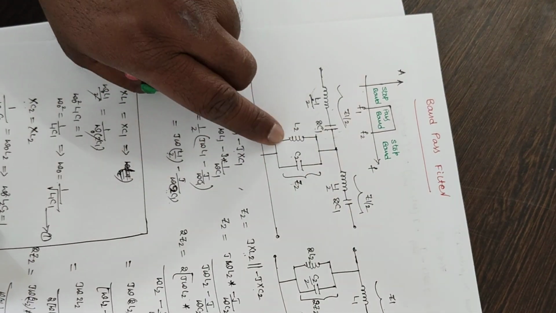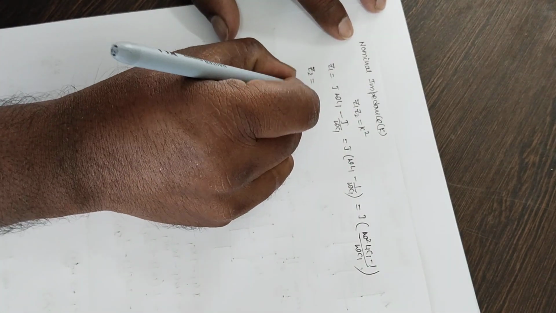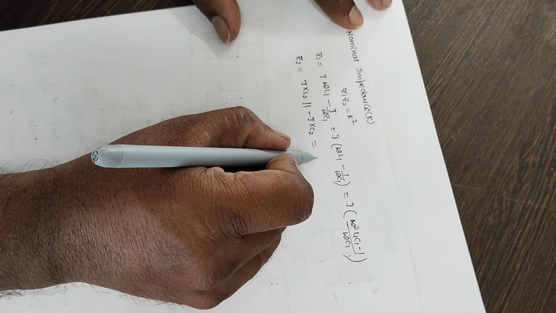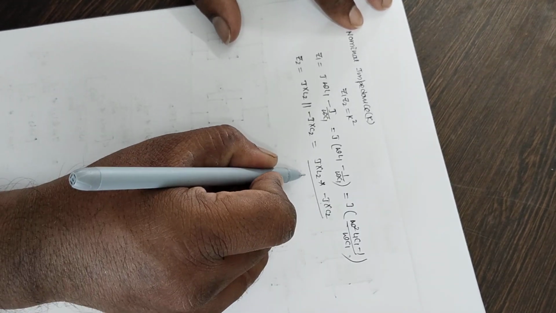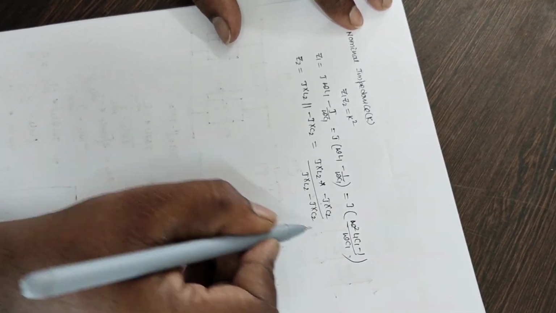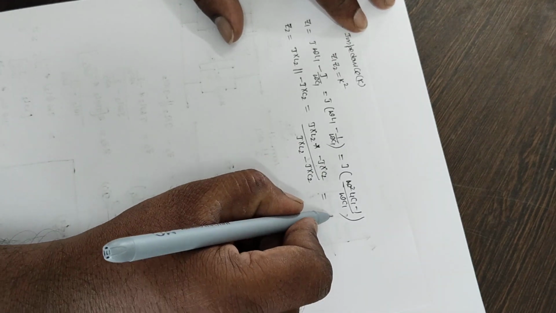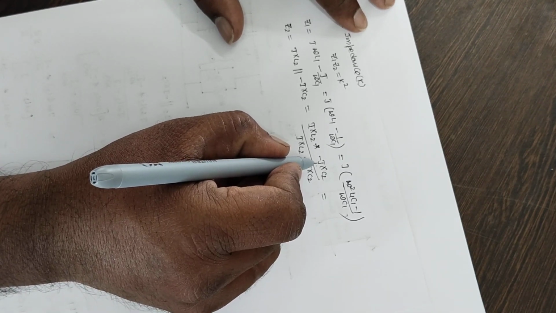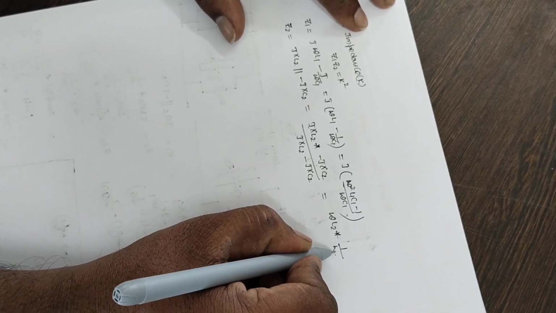Now what is Z2 here? Z2 is the shunt branch impedance. So that is JXL2 in parallel with minus JXC2. So here it is JXL2 into minus JXC2 divided by JXL2 minus JXC2. If I replace XL2 with omega L2 and XC2 with 1 by omega C2, J into J is minus 1, and the minus signs cancel each other and we get a positive sign. So it is omega L2 into 1 by omega C2.